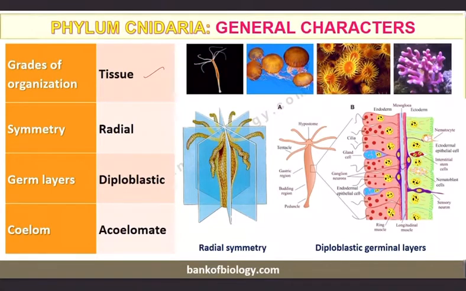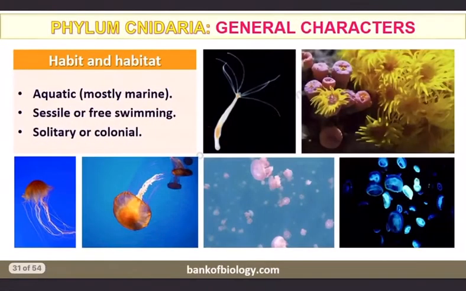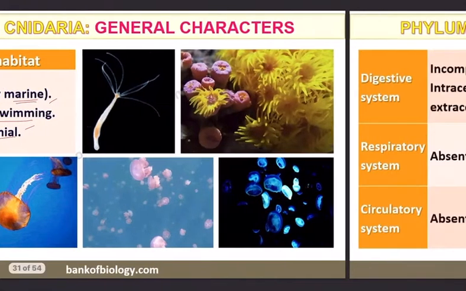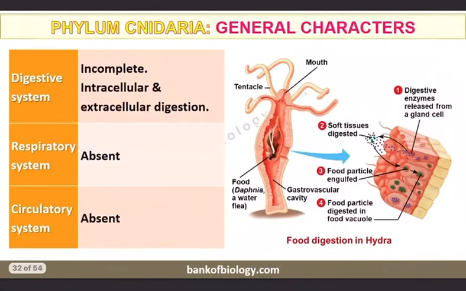And then we come to the next phylum, that is phylum Coelenterata or Cnidaria. So the grade now shows improvement, tissue level. See, previously Porifera is cellular level. Now we have improved, evolution, tissue level. Symmetry is radial, whereas earlier they were asymmetrical. Germ layers were absent there. Now diploblastic, there is ectoderm and endoderm. And coelom, of course, continues to be acoelomate.